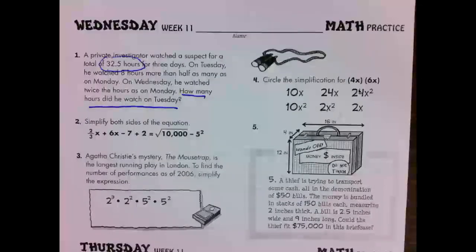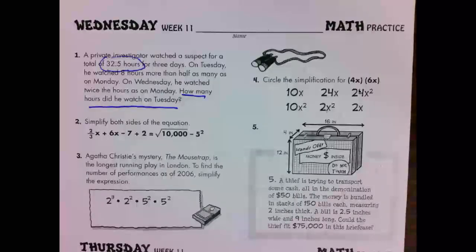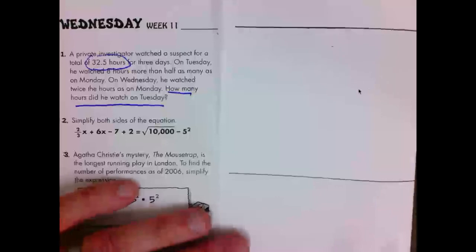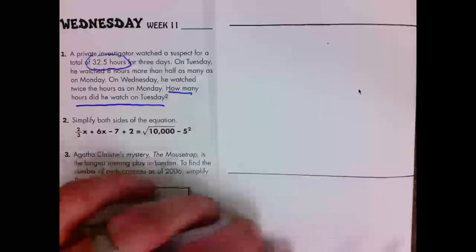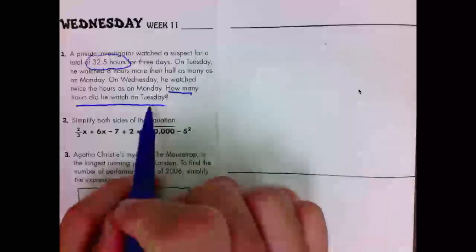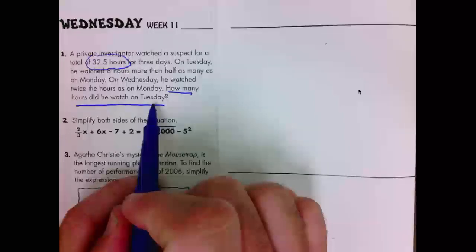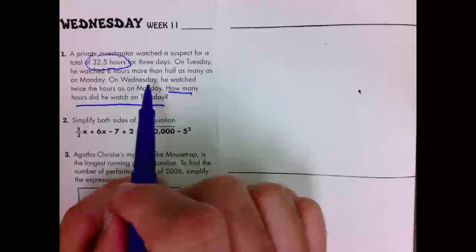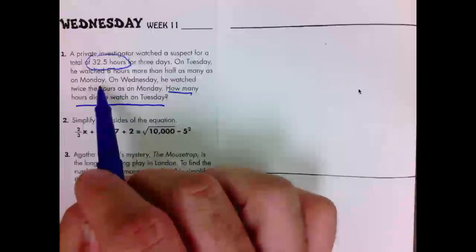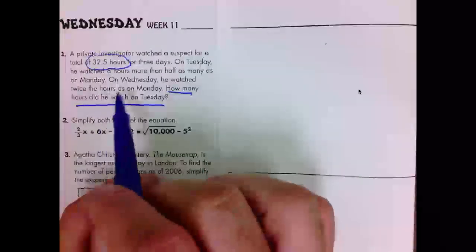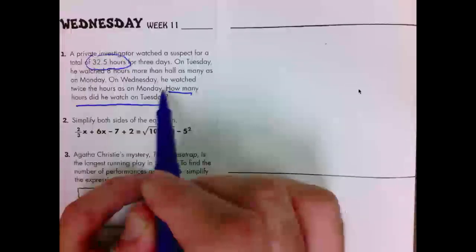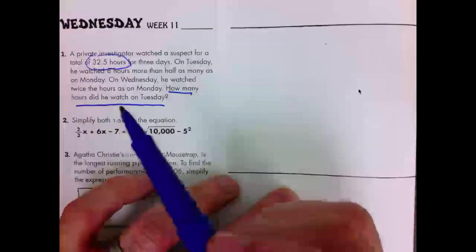Well, I'm going to attempt to use a little algebra to solve this problem. One of the first things we will do is define the variable. That is, let some unknown equal whatever it is that we're attempting to look for. In this case, we're looking for the number of hours he watched on Tuesday. I could let that be the variable, but I note in the problem that they're working off of Monday. Tuesday was 8 hours more than half Monday. Wednesday, he watched twice as many as Monday. So Monday is sort of the base unit you might consider.